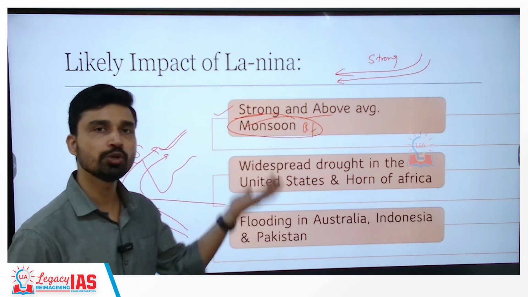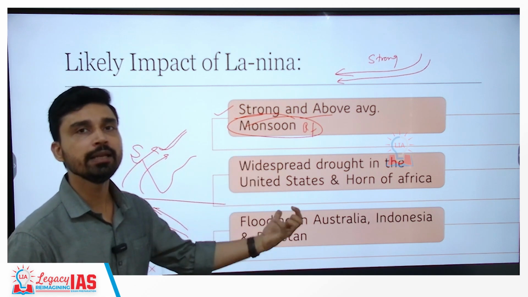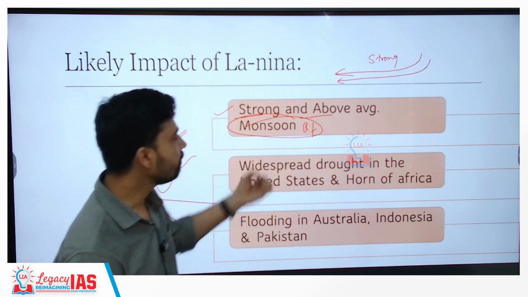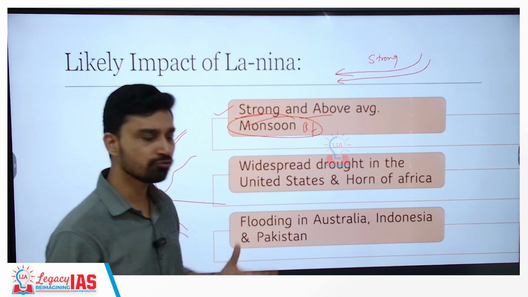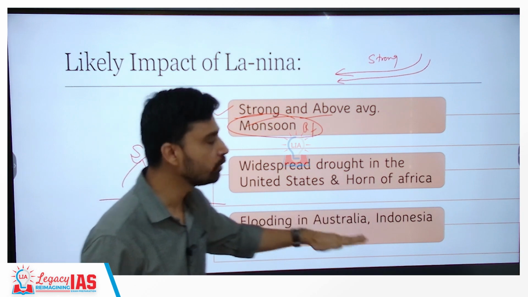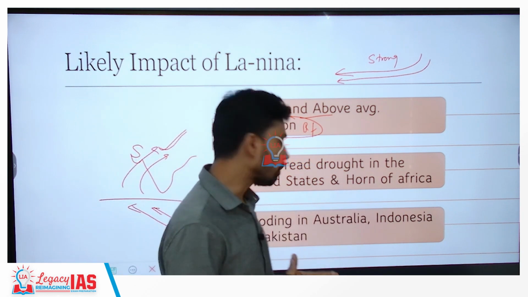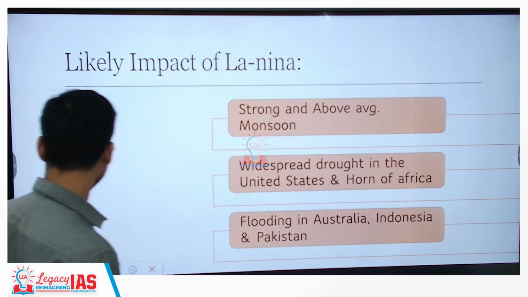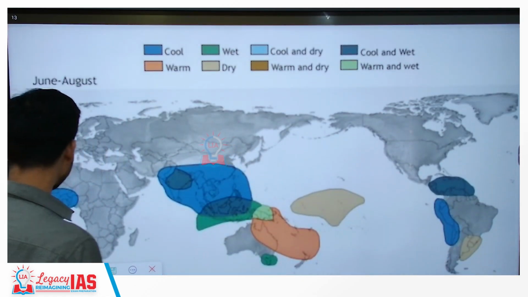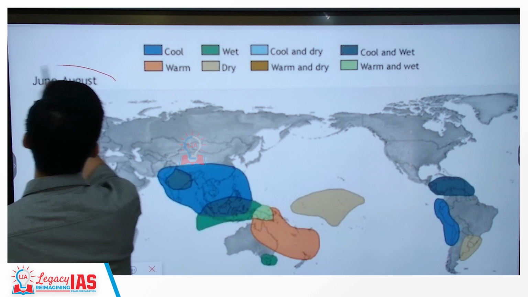On the other hand, situations will reverse. Earlier during El Nino, you had heavy rainfall in the United States and Horn of Africa. Now this area will experience low rainfall, depressed rainfall, and will have widespread drought. On the other hand, around Australia, Indonesia and Pakistan, now you will observe heavy rainfall and thus you will have flooding-like situations.